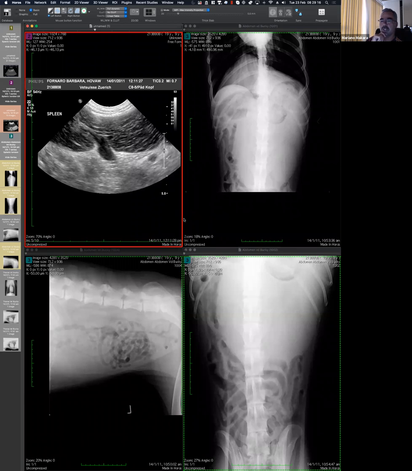How much imaging is necessary in a case like this? How much was it worth doing an abdominal ultrasound, or should we have gone in just with the images in the radiographic images? I don't know. We can have that discussion.